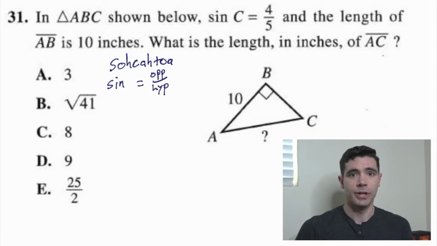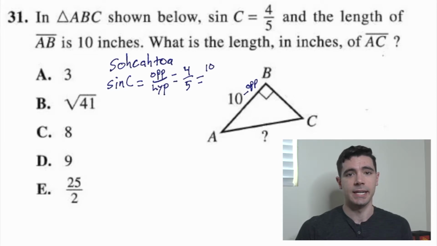Well, in this case, we know that sine of C equals 4 over 5. And we could also say that sine of C equals opposite over hypotenuse. So 4 over 5 equals opposite over hypotenuse. The opposite in this case is side AB, which is 10. So we have 4 over 5 equals 10 over, what's the hypotenuse? Well, it's side AC.